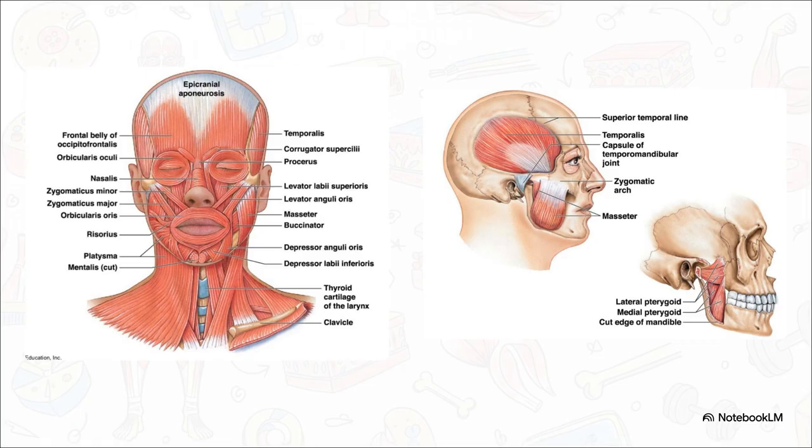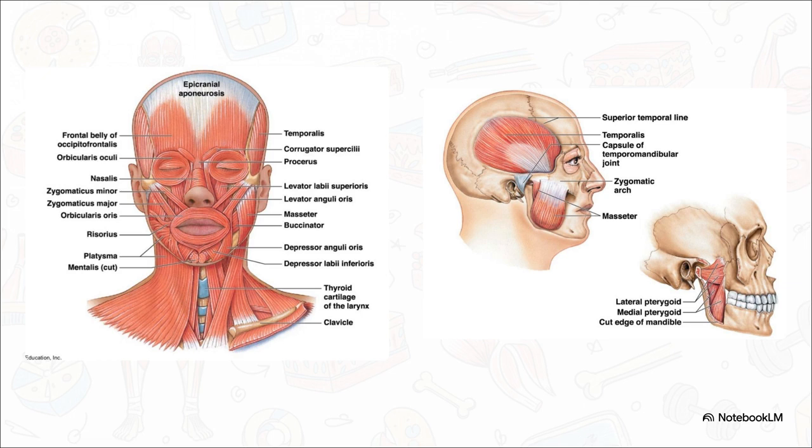Now, what's really interesting about this slide is the incredible contrast between two major muscle groups right on our head. On one side, the muscles of facial expression. These are super unique because they originate on the skull, but they insert directly into the superficial fascia and dermis of the skin. They move the skin itself so you can smile or frown.